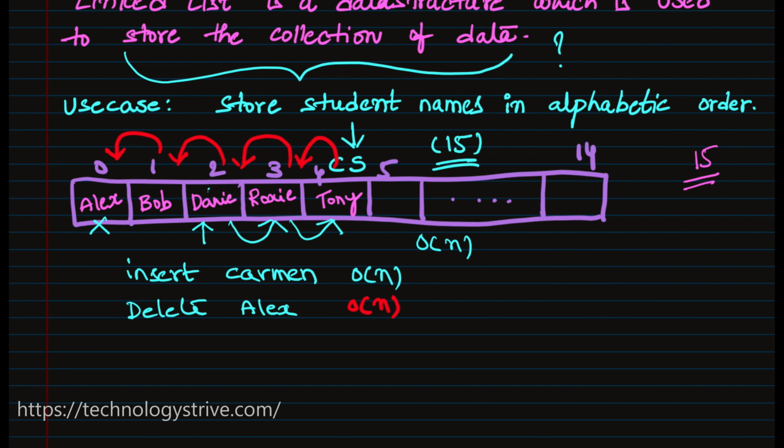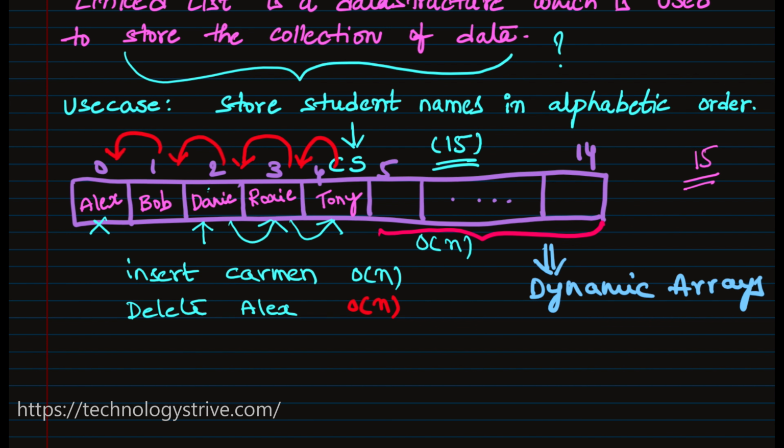And let's assume that only 5 students have enrolled for the course. Then we are going to waste almost more than half of the space. So this space we are going to waste. To solve this waste of space, we have already created dynamic arrays, right? Dynamic arrays we have also already discussed, and how they are going to help us.